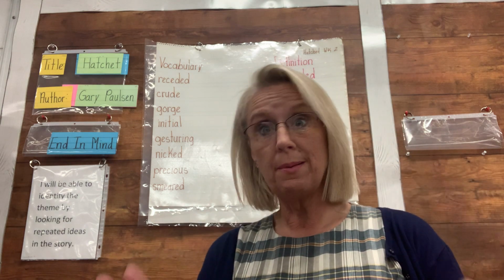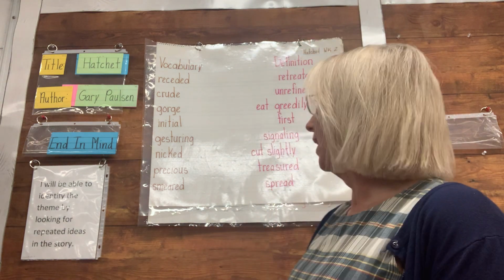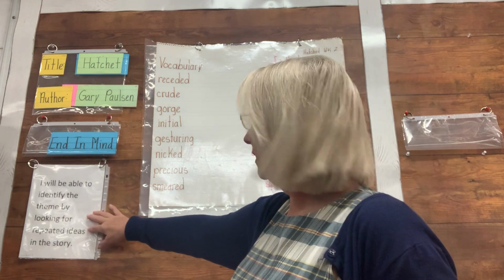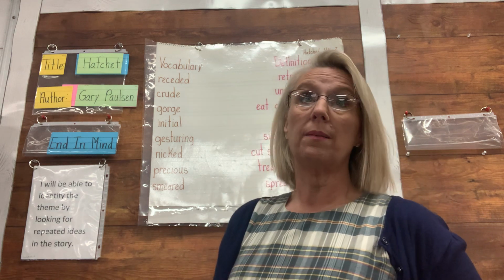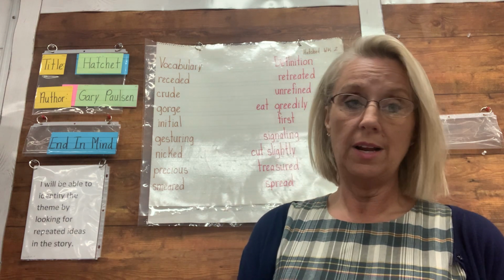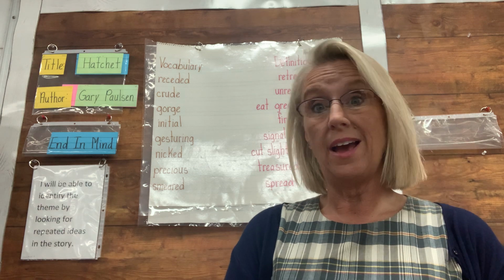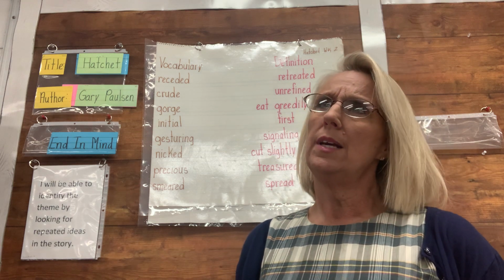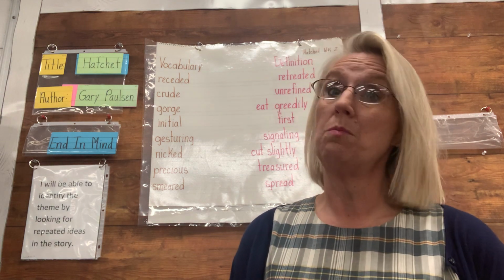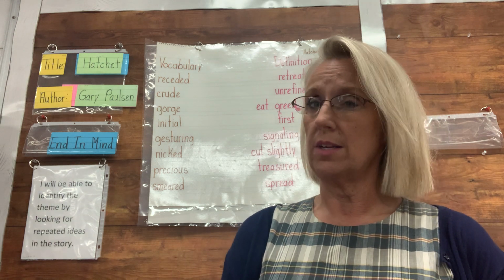So enough about the test. Now, we have a new end in mind for this week. Our end in mind is I will be able to identify the theme by looking for repeated ideas in the story. One of the things with larger books of literature, Hatchet is considered a small piece, is that in larger pieces you can have multiple themes throughout a book. Hatchet actually has more than one, but we're just going to focus on the one all through this week, okay? So we're really just going to focus on one.